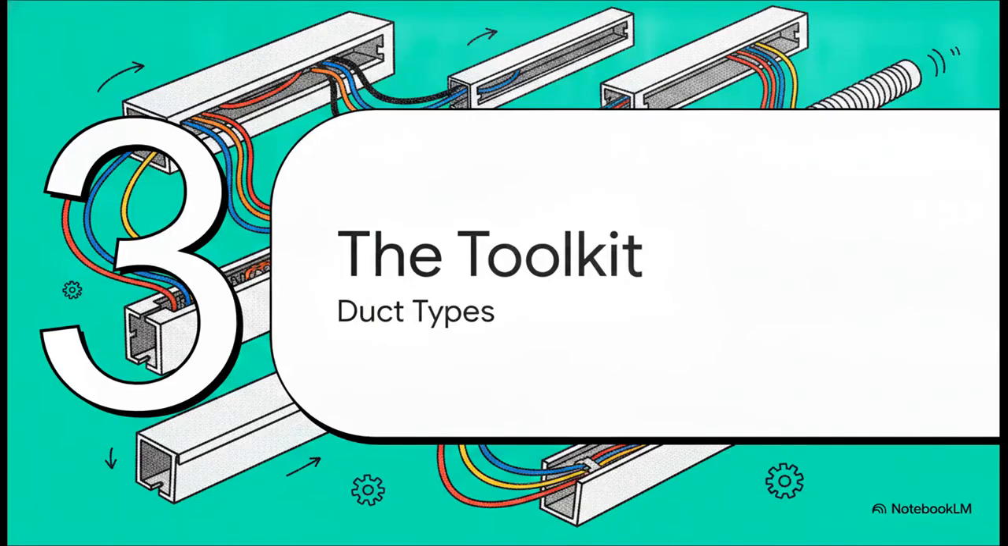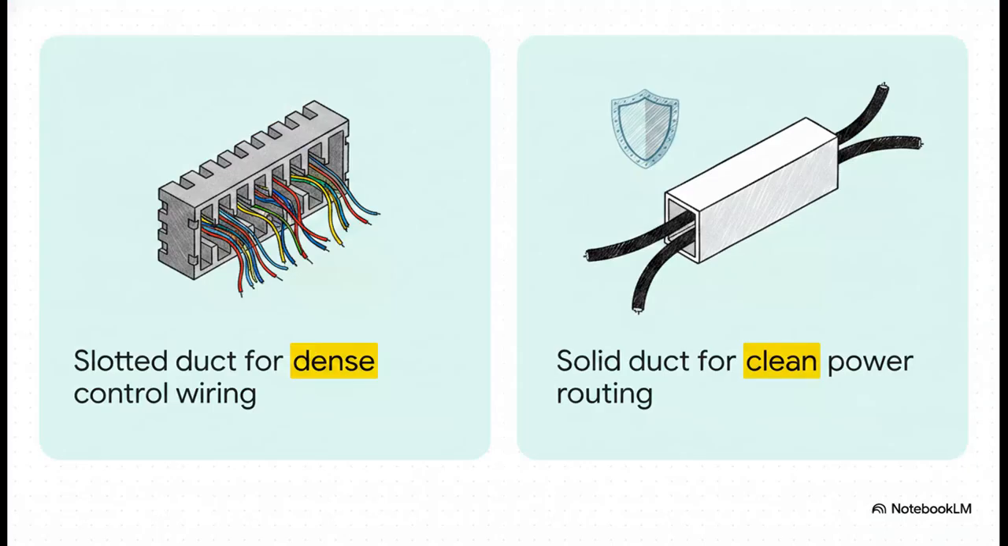Section 3. The toolkit. Choosing your duct type. To meet these incredibly strict standards we just talked about, panel builders can't just grab any piece of plastic off the shelf. They rely on a mix of specific, purpose-built duct styles. On one side, we have slotted wiring duct. This features open slots with breakaway fingers. It's totally perfect for I/O zones and terminal strips where you have dense control wiring and frequent rework.